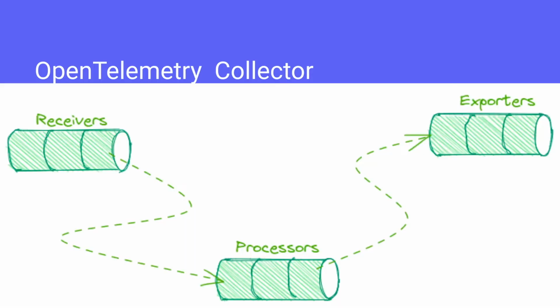So let's see what a pipeline looks like. This is a high level overview of what a pipeline looks like. So we have receivers, which can be either pull based or push based, and which can receive or extract the data from some sources. Then the data moves to the processor where some sampling or some transformation happens, and then the data is sent to the exporters, and exporters essentially export the data to different destinations.